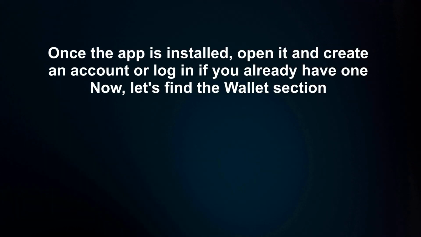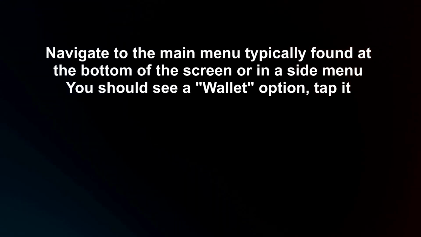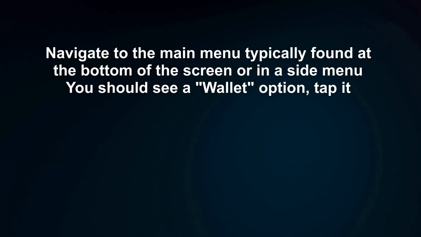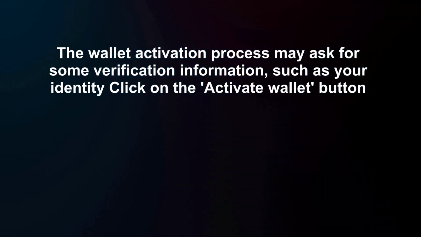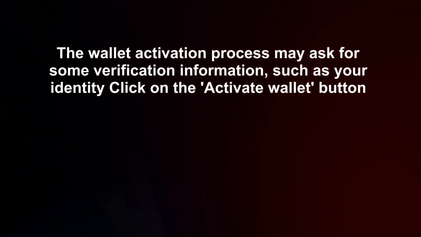Now, let's find the wallet section. Navigate to the main menu, typically found at the bottom of the screen or in a side menu. You should see a wallet option. Tap it. The wallet activation process may ask for some verification information, such as your identity. Click on the Activate Wallet button.